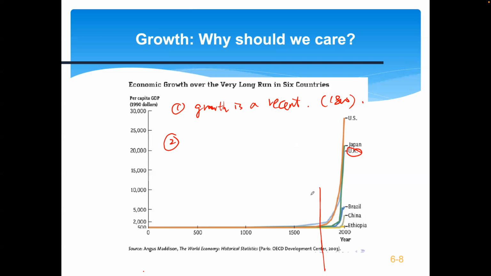Now we need to have a theory to explain why there was growth, or why there wasn't much growth before. Before, there was no growth. This is just one thing we need to understand. The other is, what explains the growth difference?